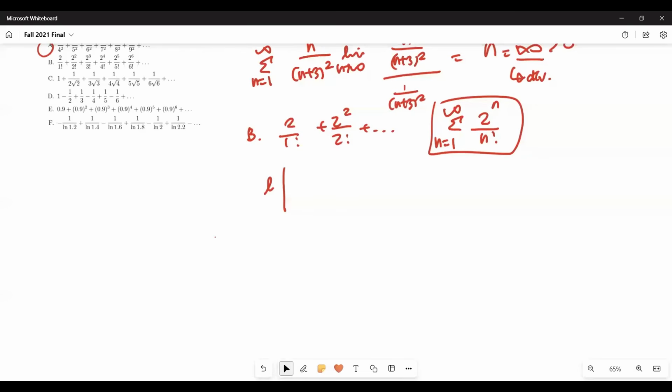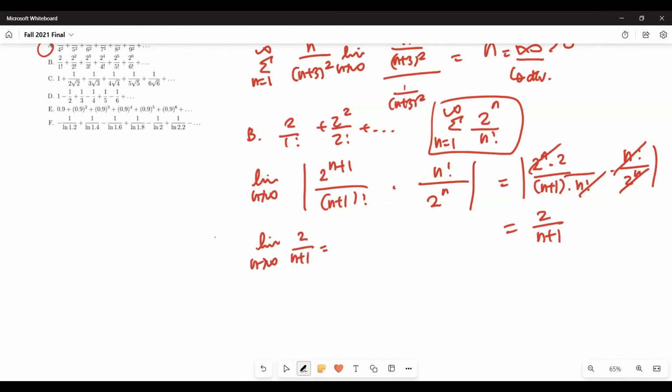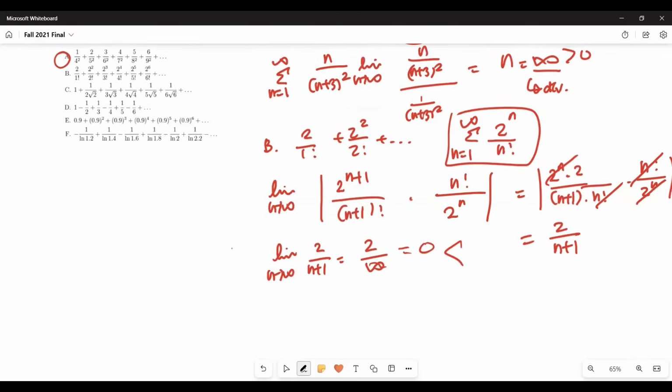So the limit as n goes to infinity of 2 to the n plus 1 over n plus 1 factorial, divided by the original 2 to the n over n factorial. So this becomes 2 to the n times 2 over n plus 1 times n factorial, times n factorial over 2 to the n, and then 2 to the n and n factorial can be cancelled out. So this is 2 over n plus 1. And the limit as n goes to infinity of 2 over n plus 1 is just 2 over infinity, which is 0, which is less than 1, so it is converging. So it's not B. Let's try C.